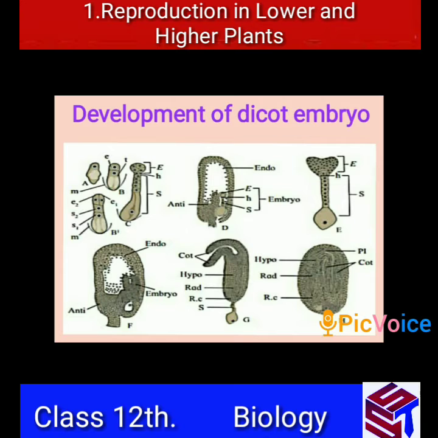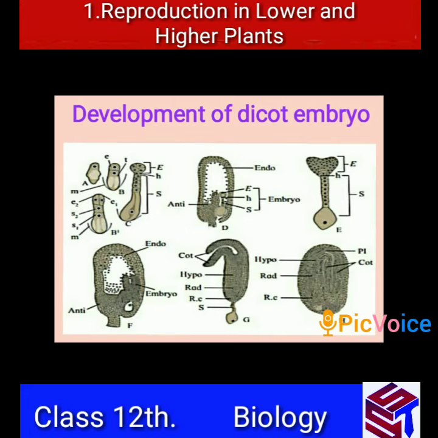This suspensor pushes the developing embryo. The embryo which is developing inside is pushed deeper and deeper into the endosperm for proper nutrition. The relation between endosperm and embryo is that, to get proper nutrition, the endosperm has to perform that function.